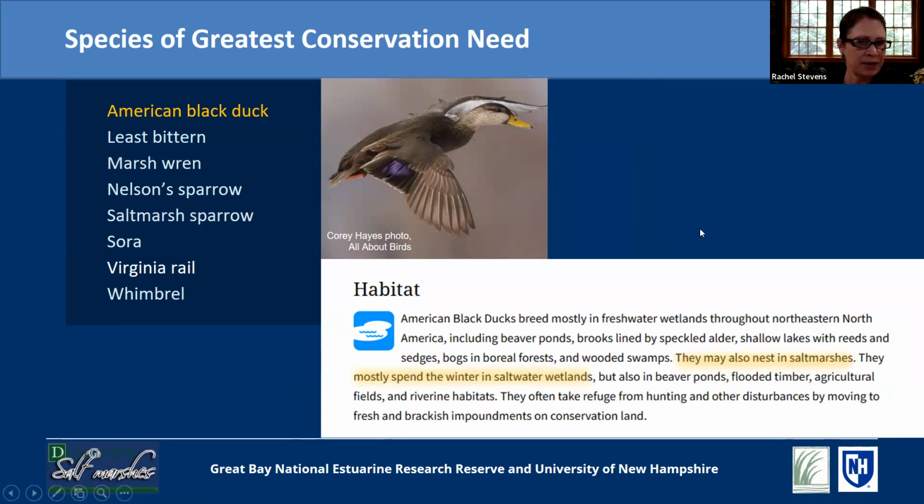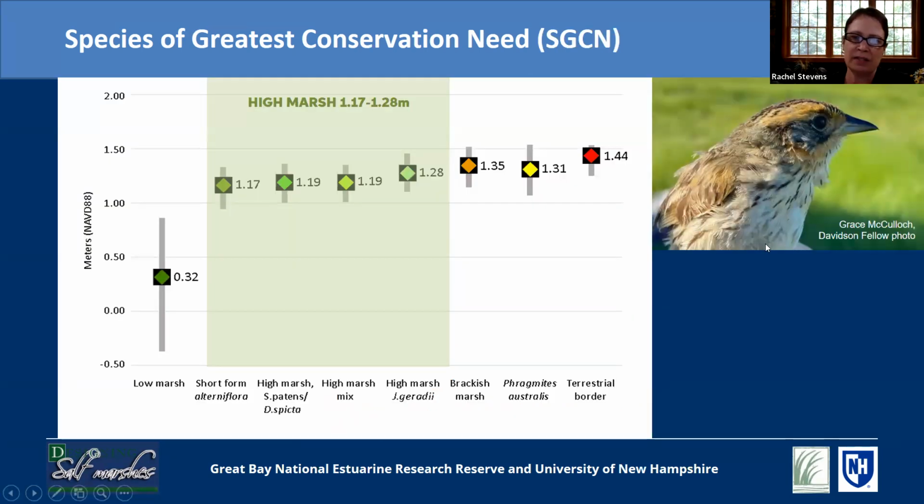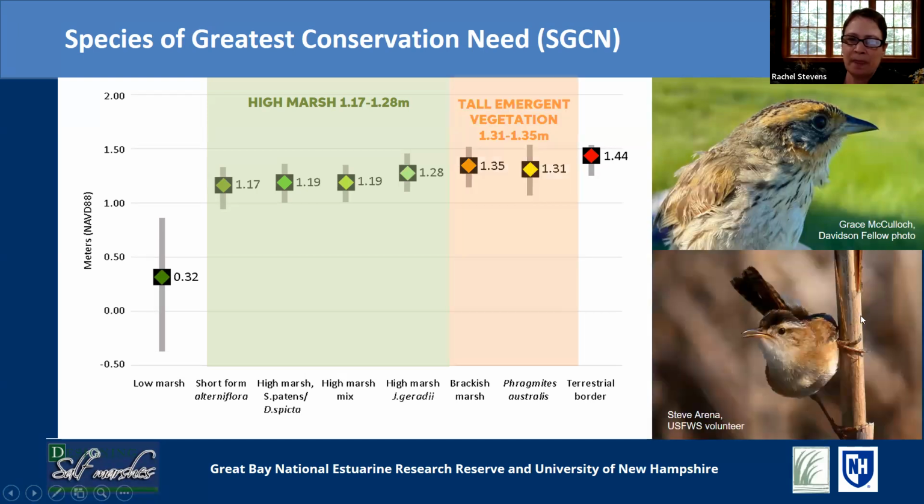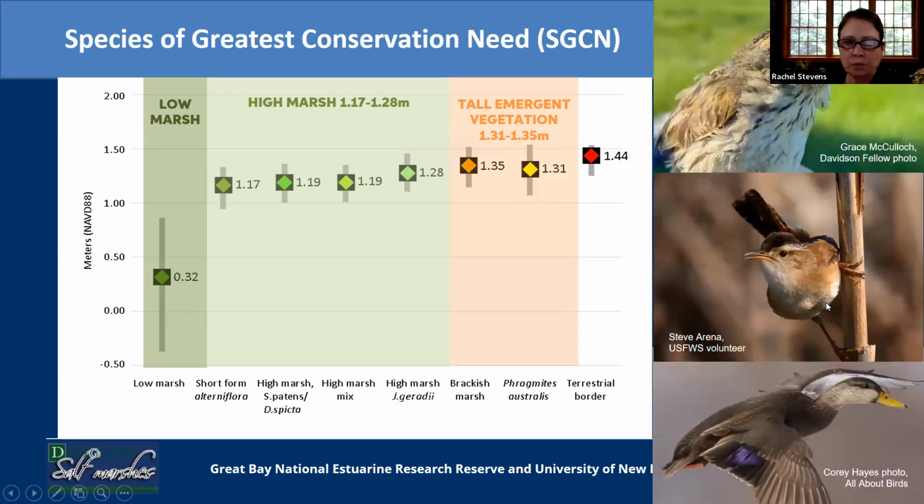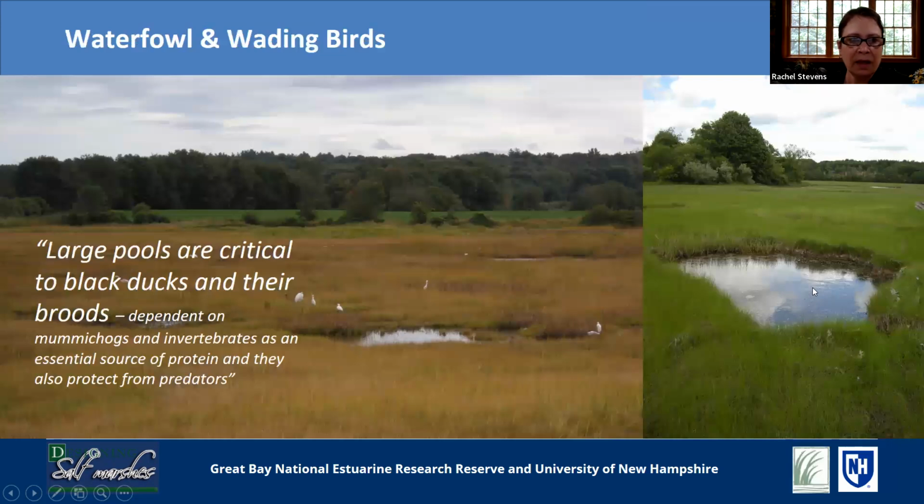So if I was considering those elevation designs for these species, if I was going totally for the salt marsh sparrow, it would be these high marsh elevations, 1.17 to 1.28 meters above NAVD 88, but then incorporate some higher areas if we're interested in the wren, and design for our low marsh if we're wanting to support the wintering black duck. And it's not just habitats, it's habitat features.